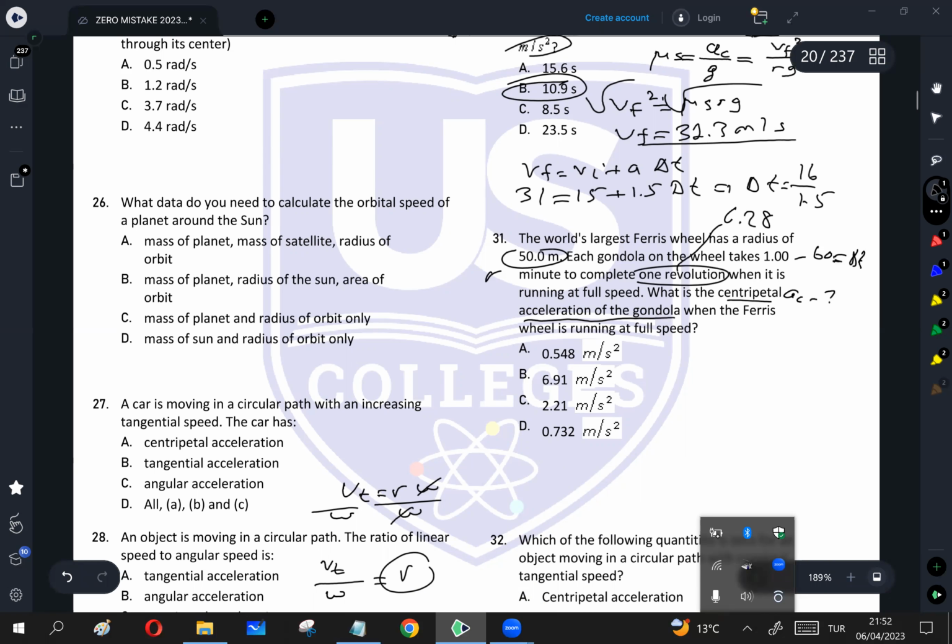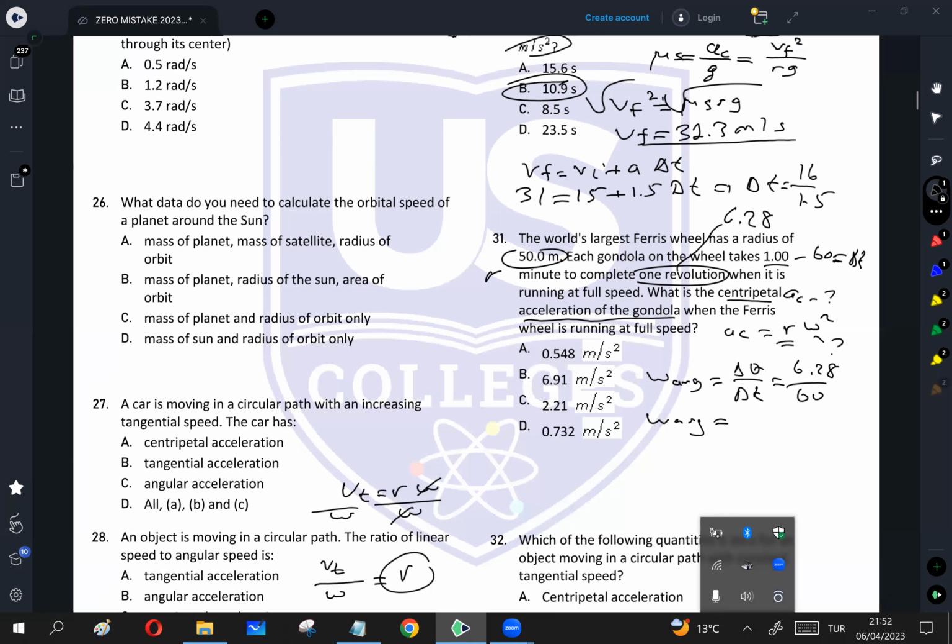I can calculate a_c by R times omega squared. R is given, but omega must be calculated. I can calculate omega as well because it is moving with constant angular speed. Omega average is delta theta over delta t. Delta theta for one revolution is 6.28. This one revolution takes 1 minute, 60 seconds. So omega average is going to be almost 0.1, I think.